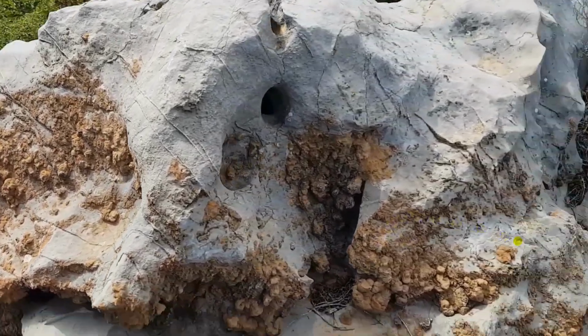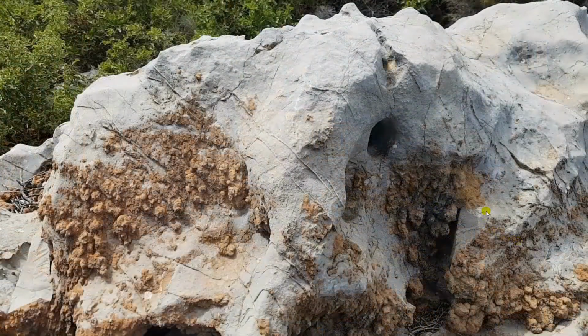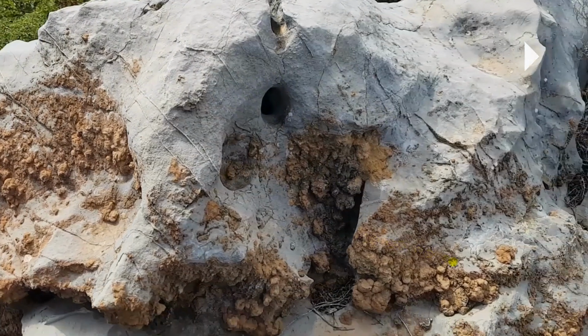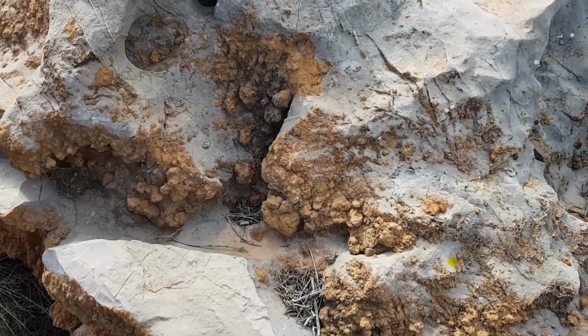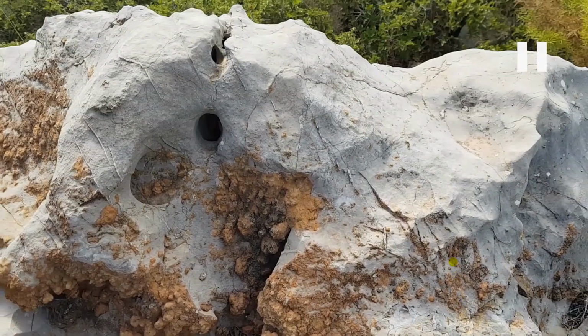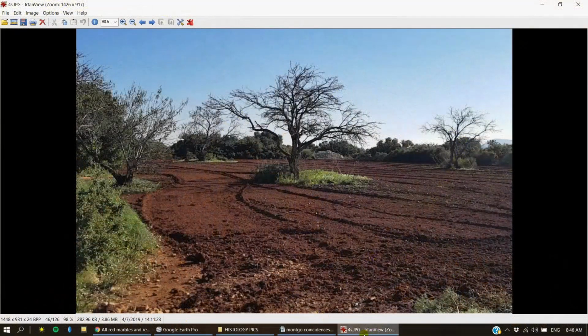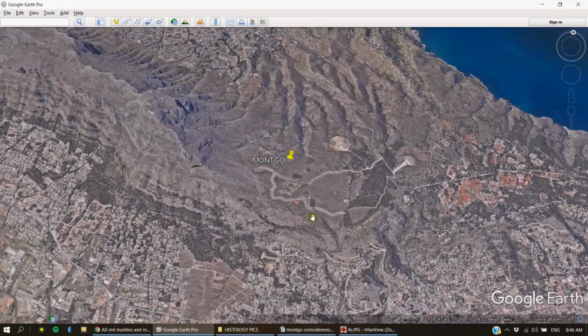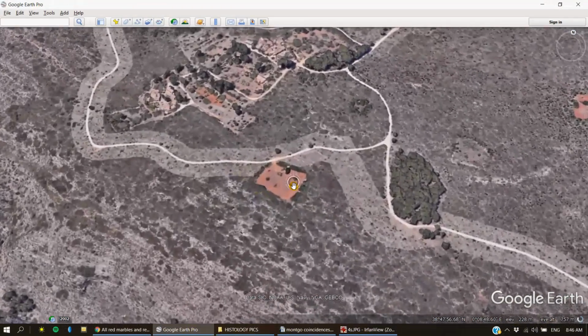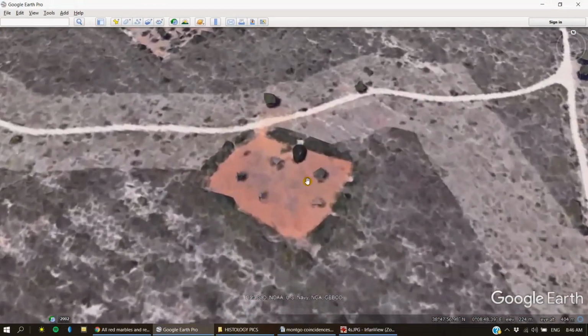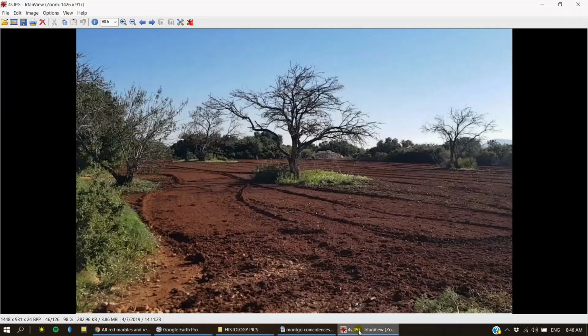Now again, ask yourself if these look like fissures that are formed from water going through cracks, or if this looks more biological in nature. This is one of the fields that I showed before from above, right here. You can see the trees and the rich red color of the soil.